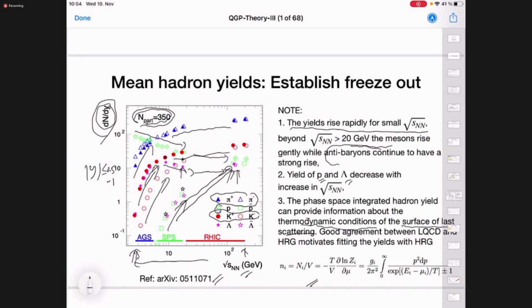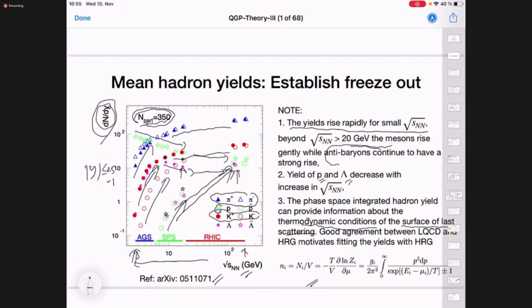Why can you not access the state which was just prior to that? Because you are already assuming that it is in complete thermal and chemical equilibrium. Once it is in complete thermal and chemical equilibrium, that's the maximum entropy state. It doesn't have any memory of the past. So it is just at that temperature and that chemical potential. You cannot access any previous history.